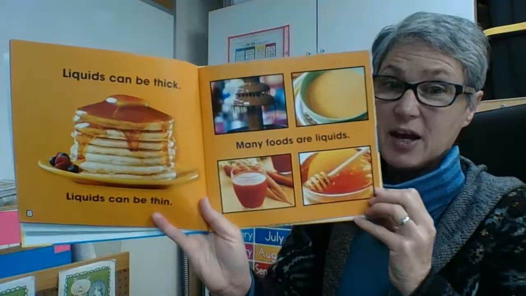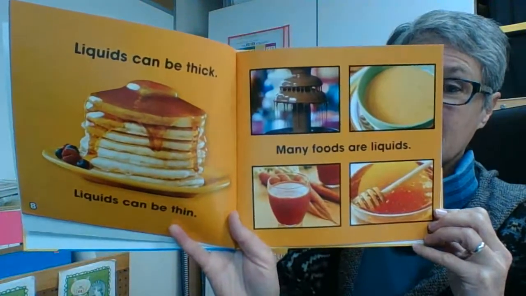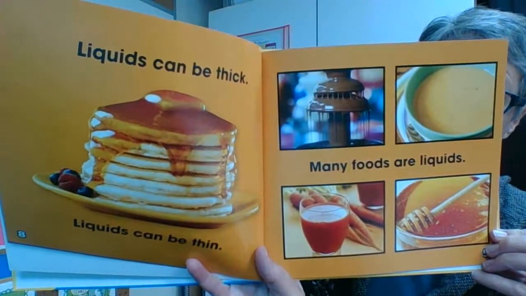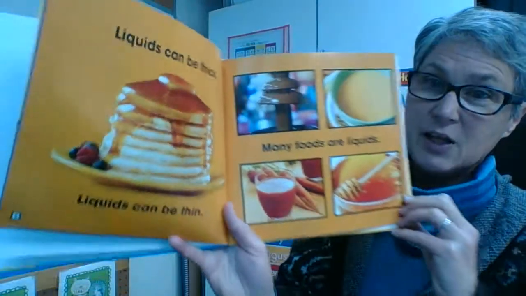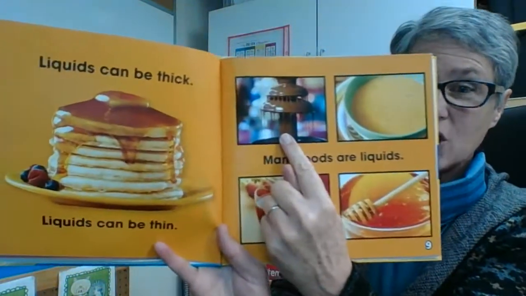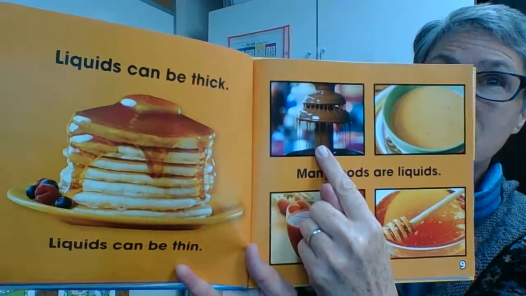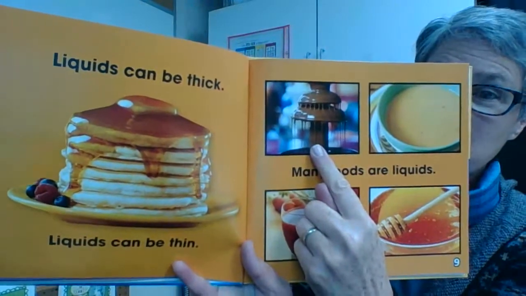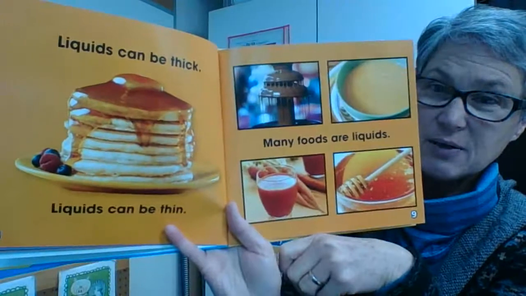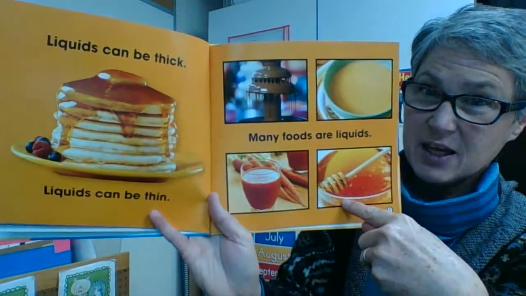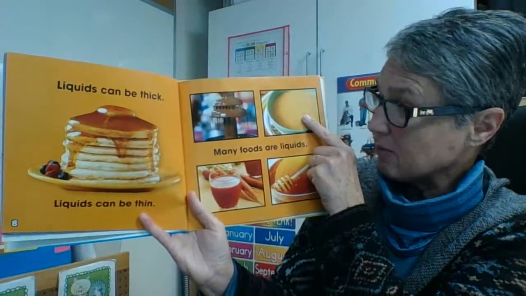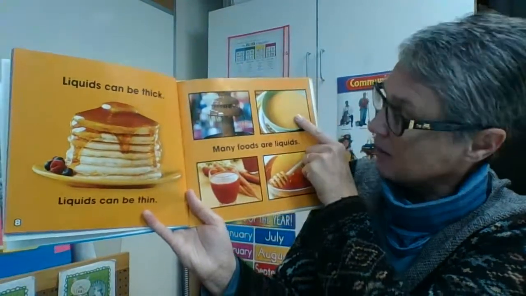Liquids can be thick. Liquids can be thin. Many foods are liquids. This would be one of my favorite. A liquid chocolate tower, so they would have to heat up the solid chocolate to make it into a liquid, and then it gets to pour over the fountain. Honey is a very thick liquid.